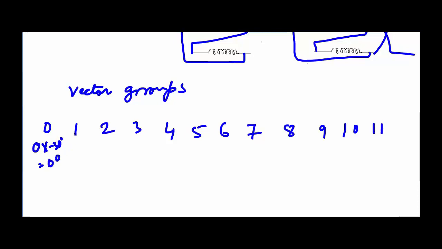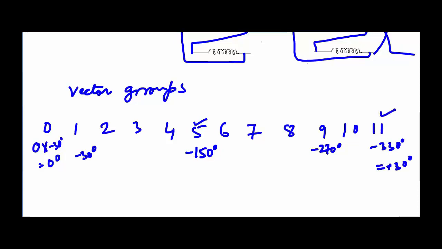If the vector group is 1, then the amount of phase shift it is going to introduce on the secondary side of the transformer will be 1 into minus 30 degrees, which is equal to minus 30 degrees. If the vector group is 5, then it is going to be 5 into minus 30 degrees, which is equal to minus 150 degrees. If it is 9, it is 9 into minus 30 degrees, which is equal to minus 270 degrees. And if it is 11, it is going to be minus 330 degrees. So minus 330 degrees is also equal to plus 30 degrees.